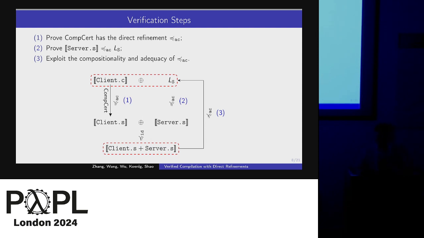And so intuitively, this should be verified in 3 steps. First is that you prove CompCert is correct. Then from this direct refinement, it guarantees the refinement for the client. For the handwritten server, we need to design a specification and also show this specification refines the implementation through the same direct refinement. And then by vertical and horizontal composition, we can propagate this refinement all the way to the link to the target program.